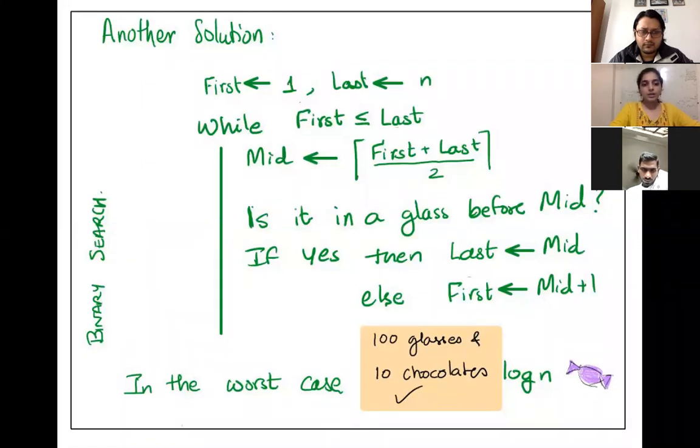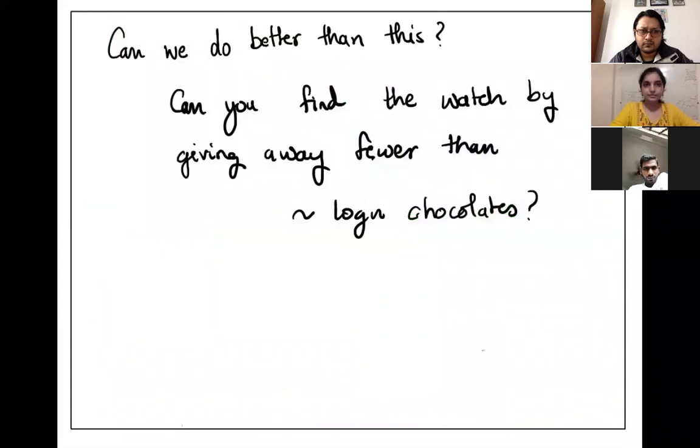Right? So, great. But I have not talked about computational impossibility so far. I'm just giving you algorithms. So let's bring the impossibility angle into our discussion. You are the giver of the chocolates, so you want to optimize somehow. The question is, can we do better than this? Can you find the watch by giving away fewer than around log n chocolates?